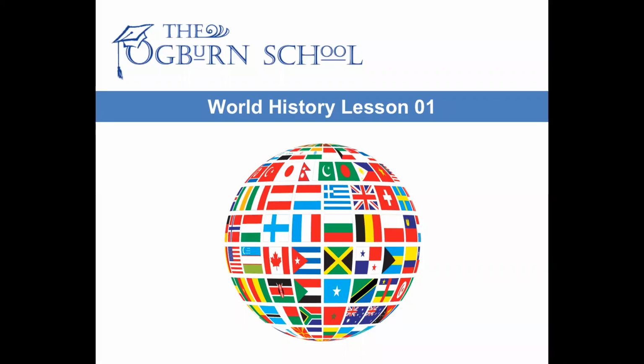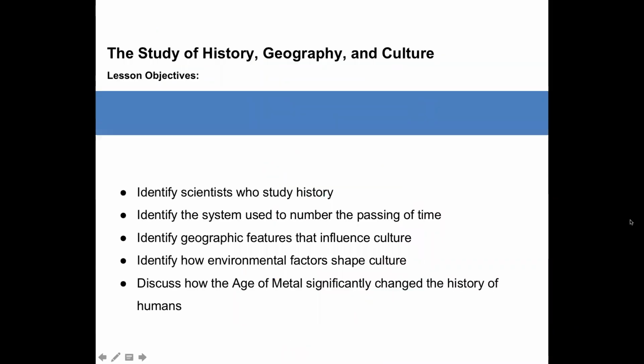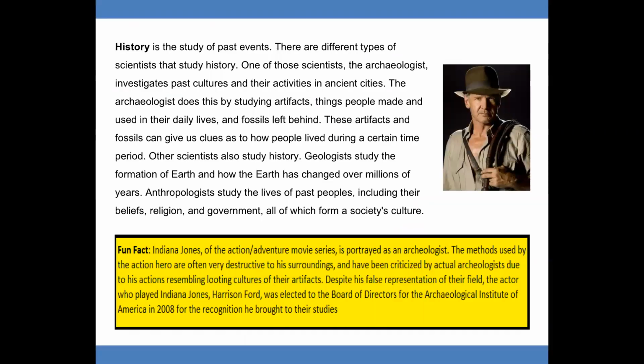Welcome to World History Lesson 1, the study of history, geography, and culture. Our lesson objectives are: identify scientists who study history, identify the system used to number the passing of time, identify geographic features that influence culture, identify how environmental factors shape culture, discuss how the age of metal significantly changed the history of humans. History is the study of past events.